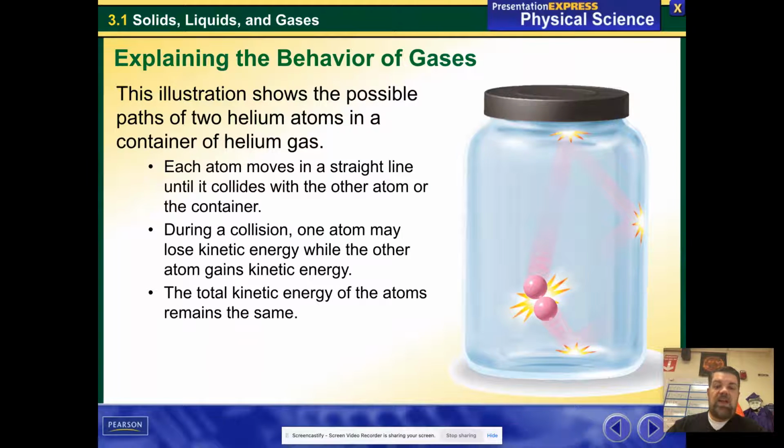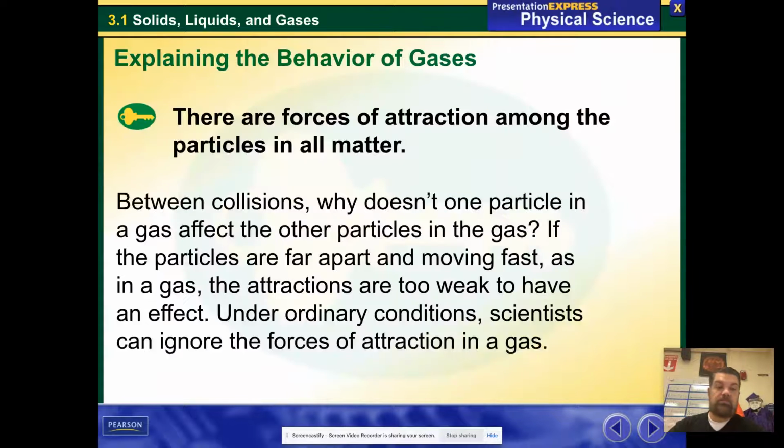So atoms will move in a straight line, then they'll collide into another one, and then they collide into the side of the container. This is also known as pressure. The more the atoms collide into stuff, the more pressure that gets built up inside the container. The total kinetic energy of the atoms pretty much remains the same. It just transfers from one atom to the other. There is a little bit of energy loss.